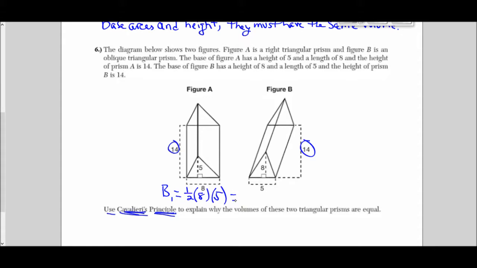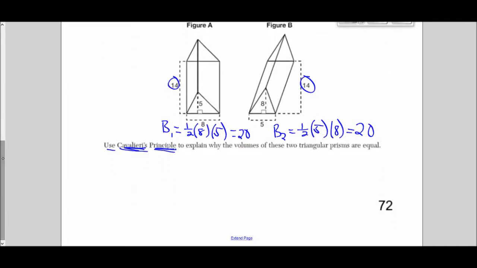So base 1 here, it's a triangle, so 1/2 times 8 times 5. Half of 8 is 4, 4 times 5 is 20. For base 2, it's a triangle again, 1/2 times 5 times 8. Half of 8 is 4 times 5 is, again, 20. So they have the same base and the same height. So our wording this time might be, by the Cavalieri principle. By or according to, whichever.